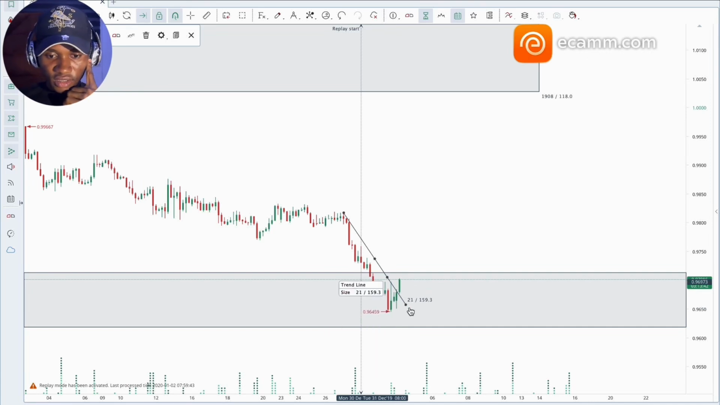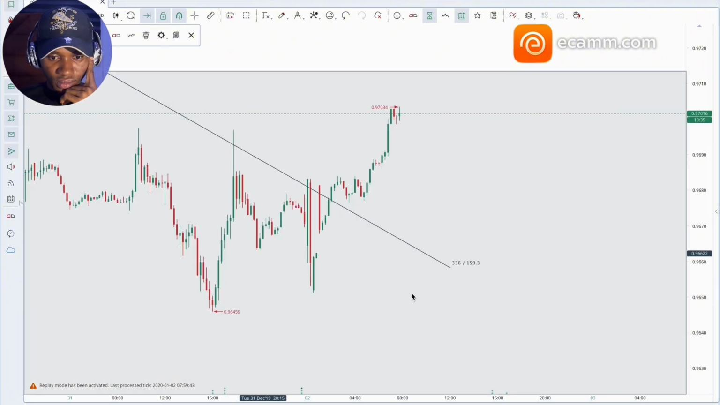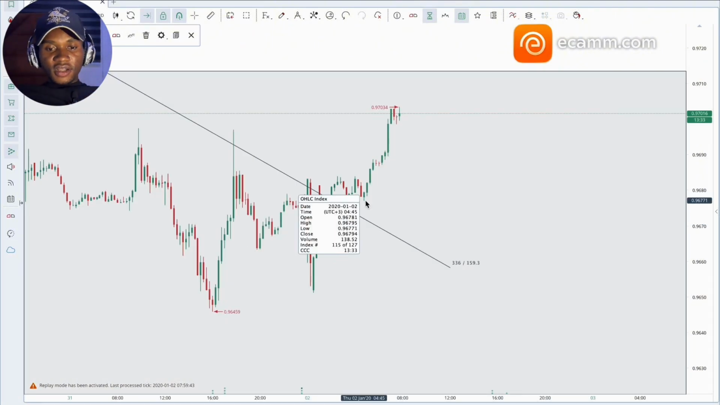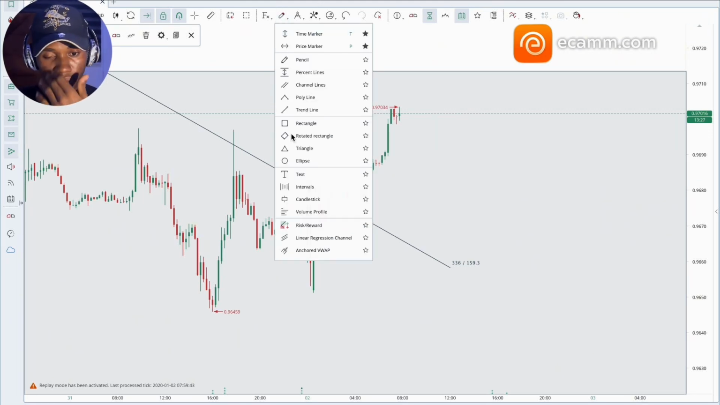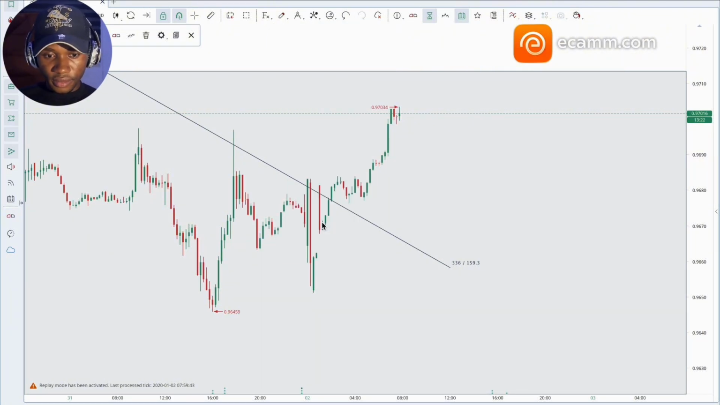Okay, the market has broken my trend line now. Clearly, this is where we would enter the buy at this point. So let me draw my targets.